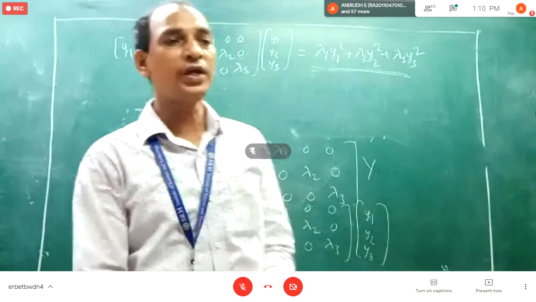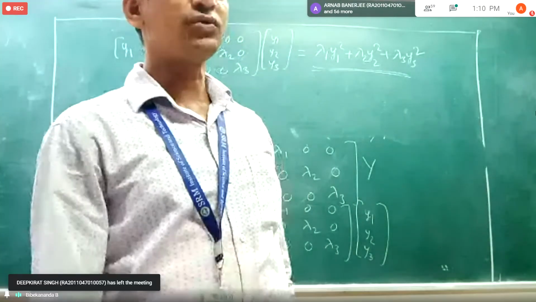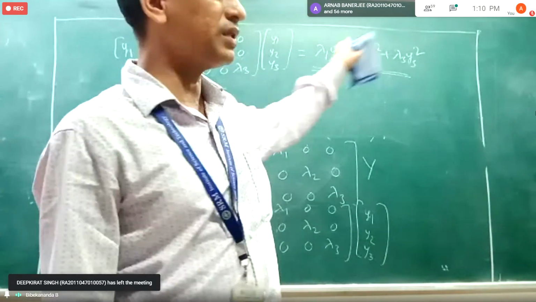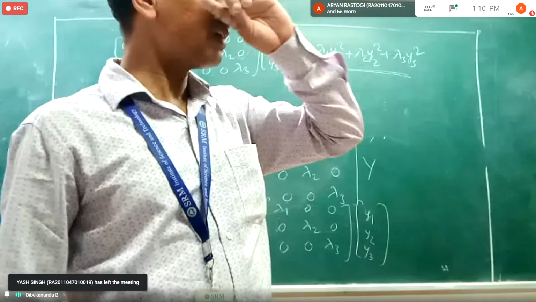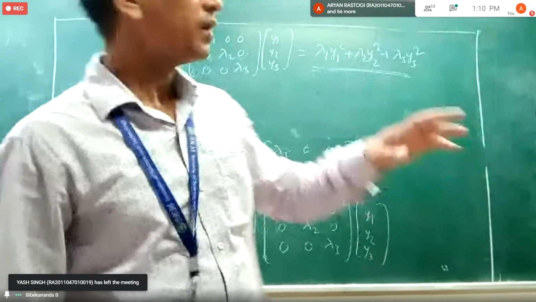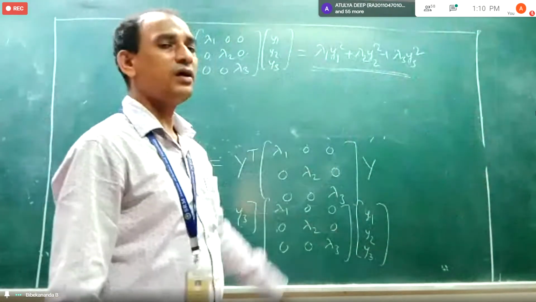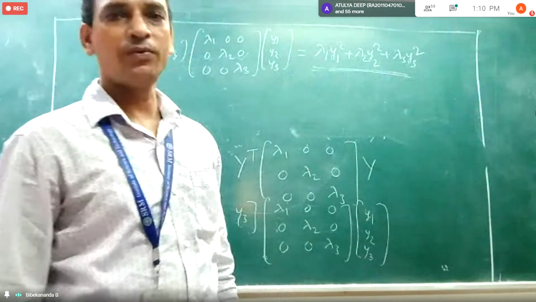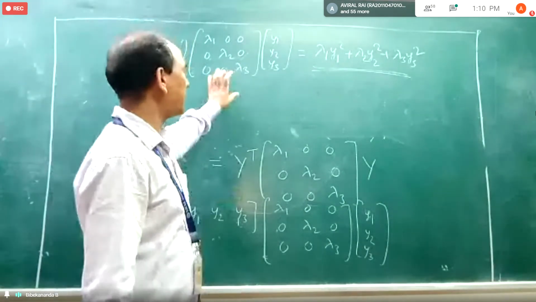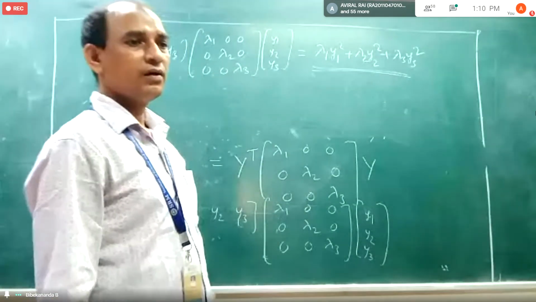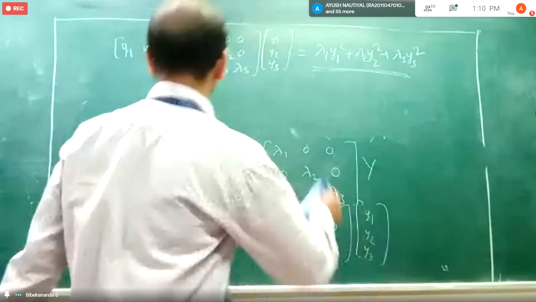So how can we decide? That we will discuss today. So far I had told you in the last class. Now our aim is to discuss the properties of a quadratic form depending upon the canonical form. Depending upon the canonical form, we will decide the nature of the quadratic form.